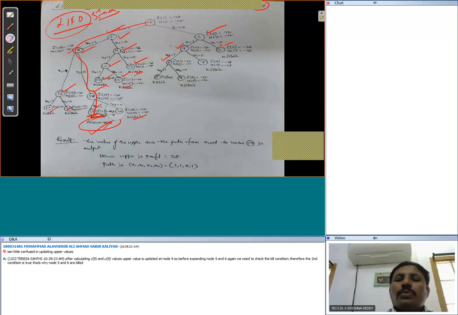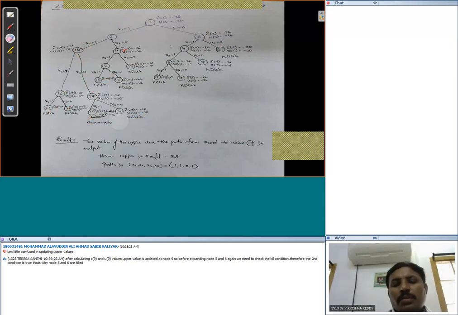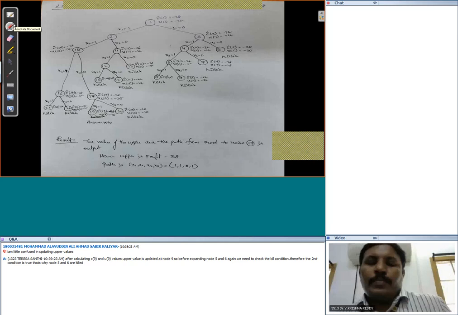If you know this logic, please try to solve these two examples also. These two solutions I will put in the LMS, the slides with the results of LCBB and LIFO-BB. Please try to solve. If you have any doubt, we will discuss in the free hours or practice hours for LIFO-BB and LCBB, with step-by-step calculation based on your doubts.